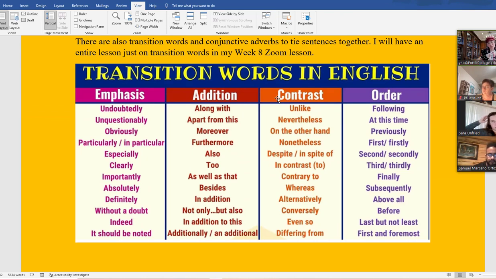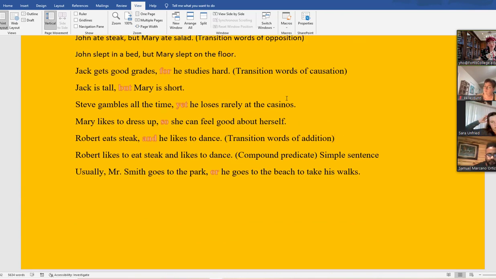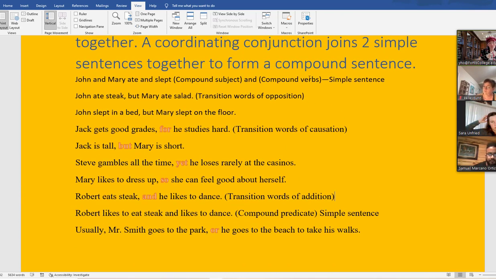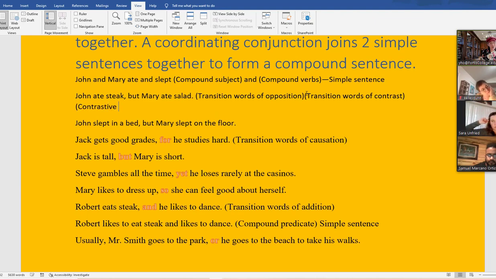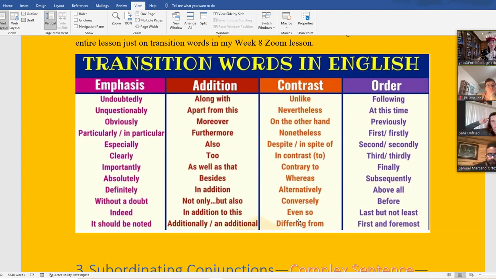So here, transition words of contrast. Different books sometimes call these contrastive transition words, or contrastive conjunctive adverbs. Although transition words of opposition, all of that just means different ways of saying but.